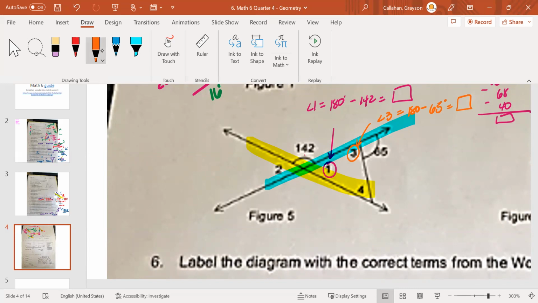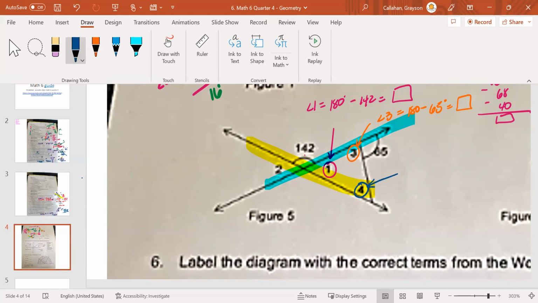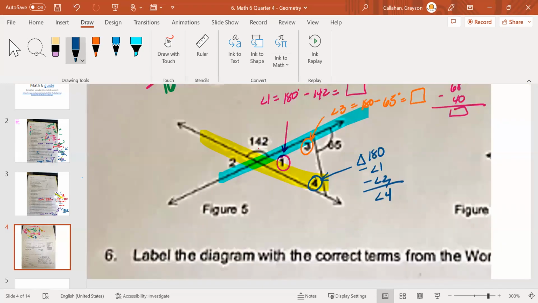Angle 4. Do you see angle 4 right here? If you already know angles 1 and 3, you know 2 of the angles in a triangle, and you know the entire triangle is 180 degrees, right? So then take 180 degrees minus angle 1 minus angle 3, that will give you angle 4. Do you see that? Once you find those answers, you just subtract, and it'll give you that answer there.